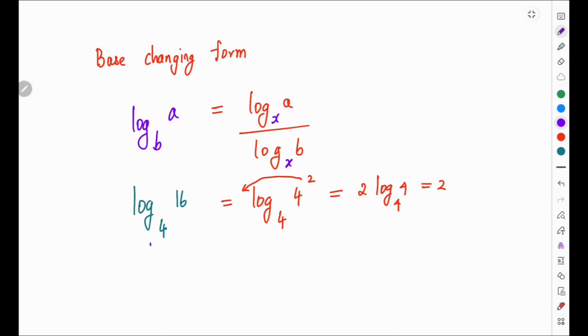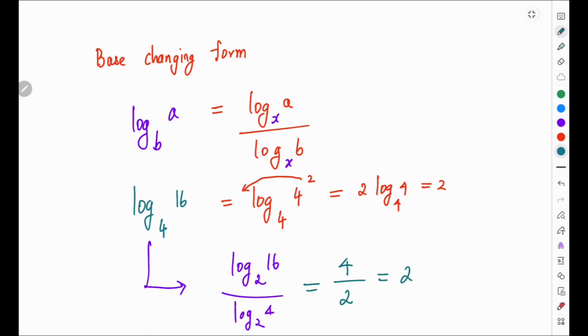But I can write this one in another form also. Log 16 to the base 2 divided by log 4 to the base 2. I told you now I can choose any base. Now if you try to evaluate, this is nothing but 4 by 2. Answer is 2. Yes. So you can change the base. It is your wish. You can change the entire base, right? So these 4 properties are very, very important.